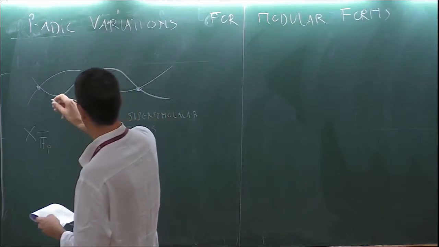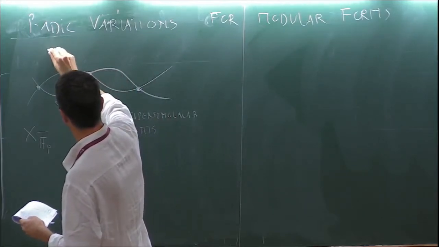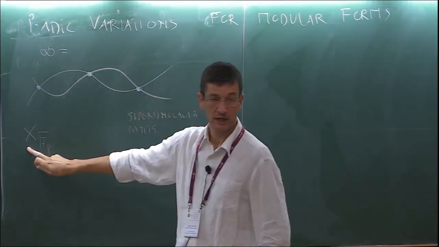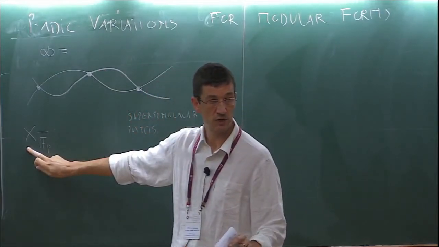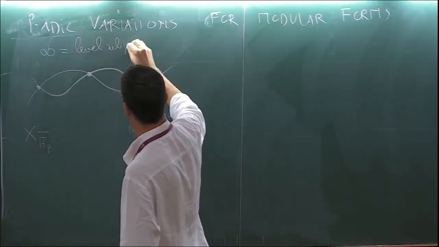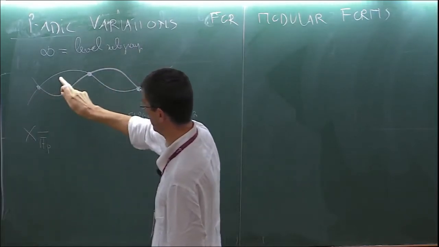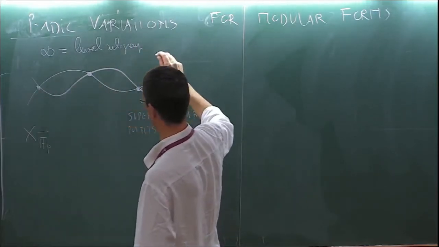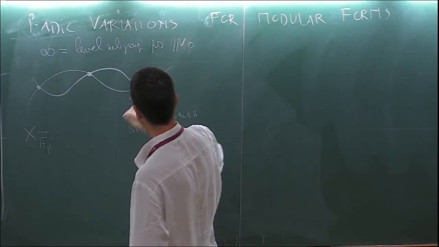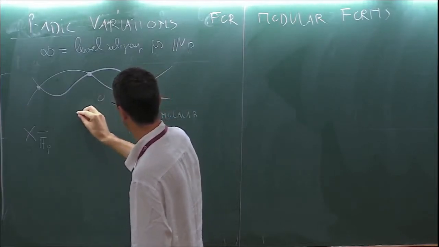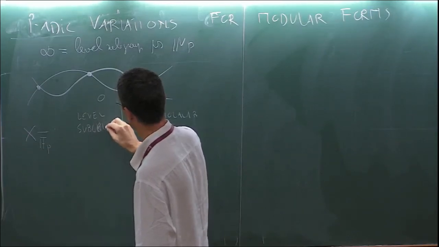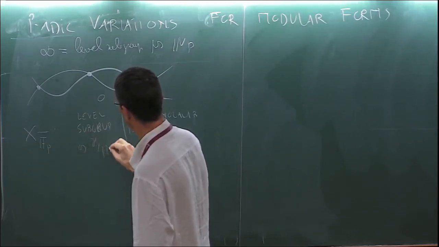And actually, there are two components that I label as infinity. Remember, here we have a level P subgroup that gives the level structure. So there's one component where the level subgroup on these open parts, where the elliptic curves are ordinary, is mu P. And then you have a zero part, where the level subgroup is in fact Z mod PZ.